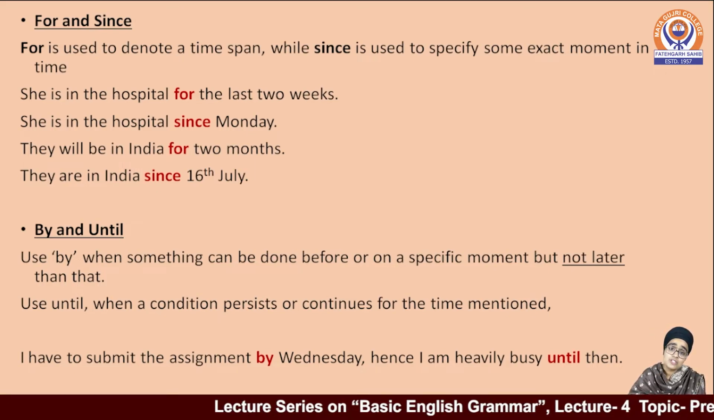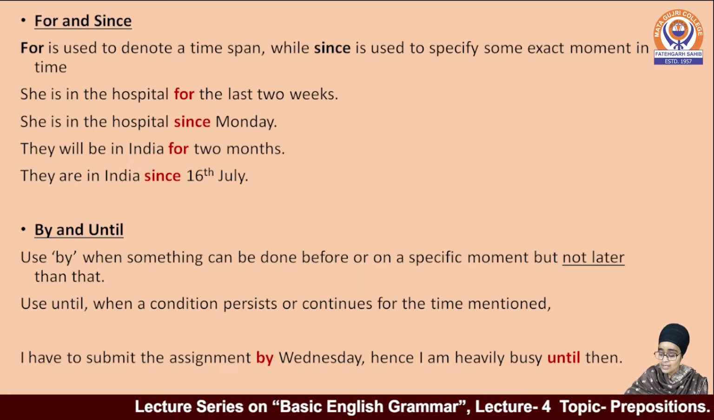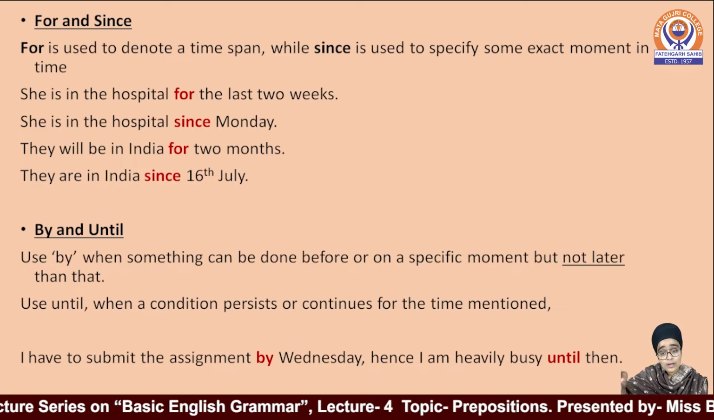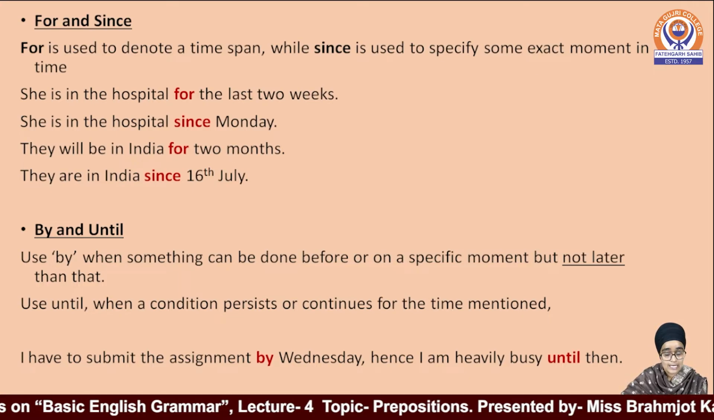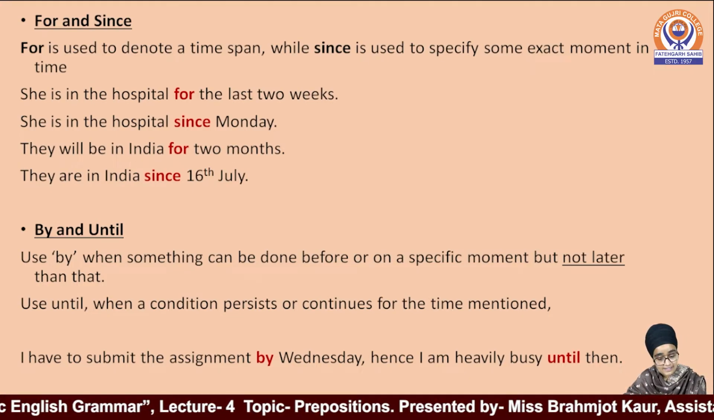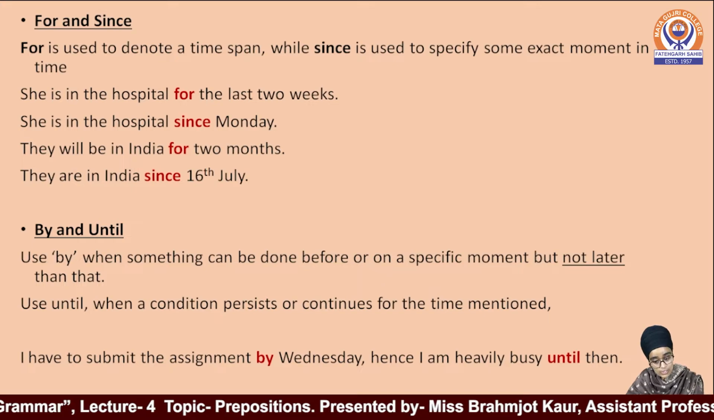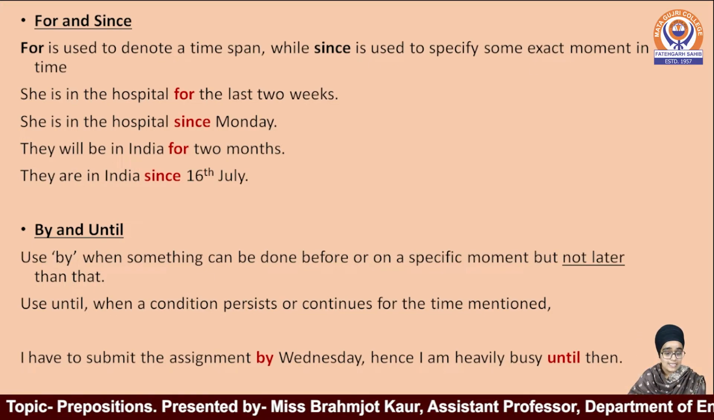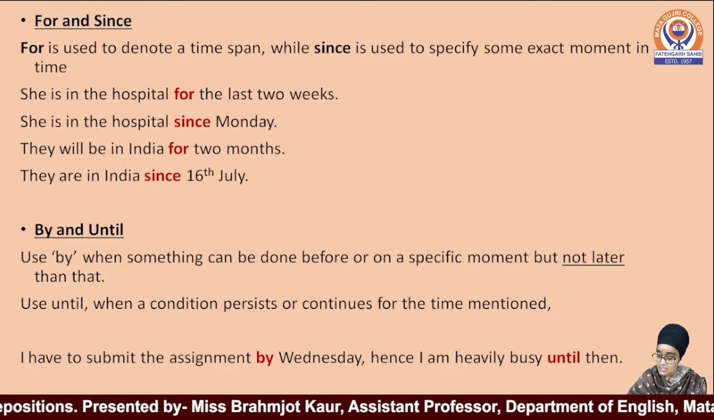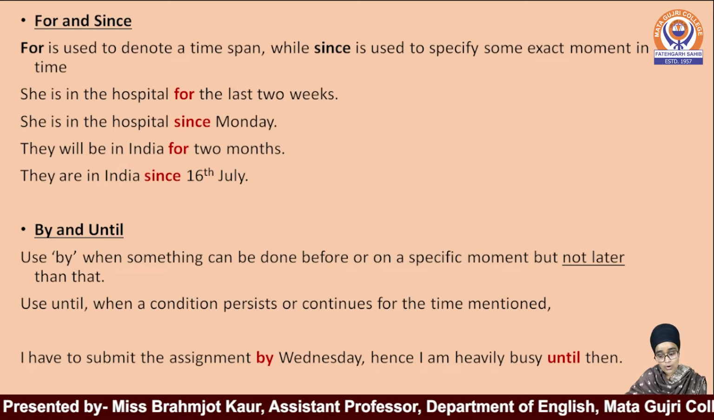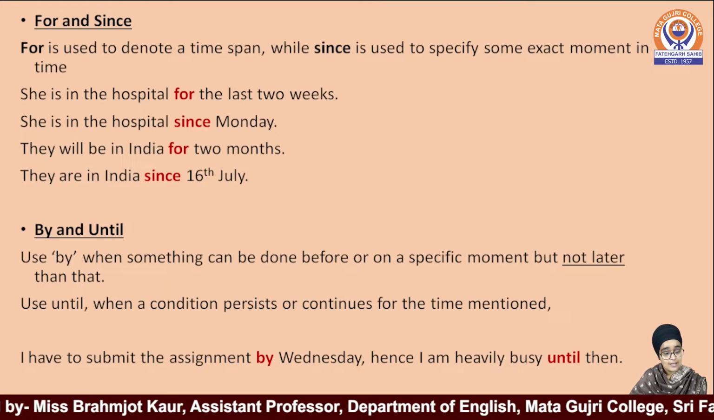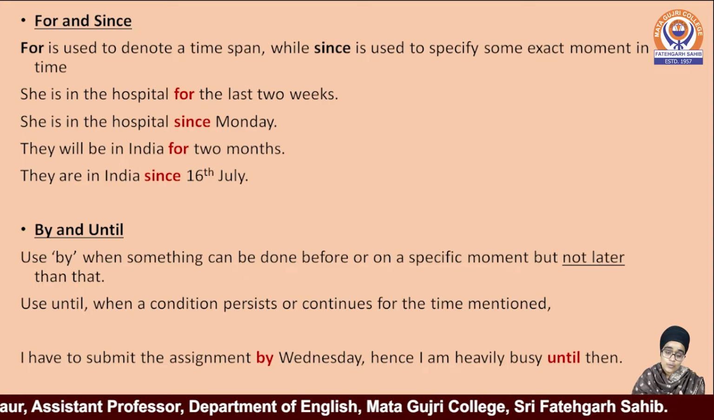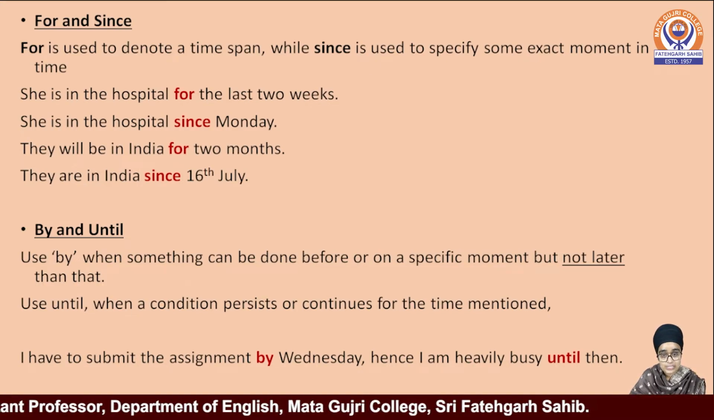We use the preposition by when you are doing some work and you can do that work before a specified moment, or on that specific moment, but not later than that. For example, I need to submit this assignment by Wednesday. So I can give it on Monday, Tuesday or Wednesday, but not later. And we use the preposition until when the condition that you are mentioning is going to persist, is going to continue for some time span.